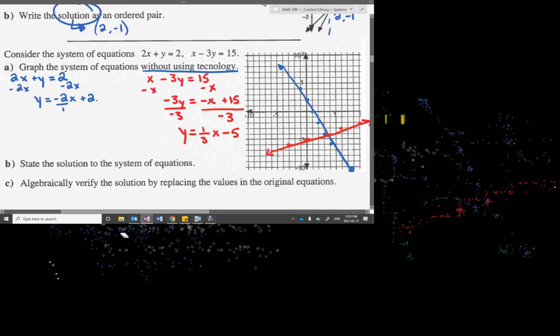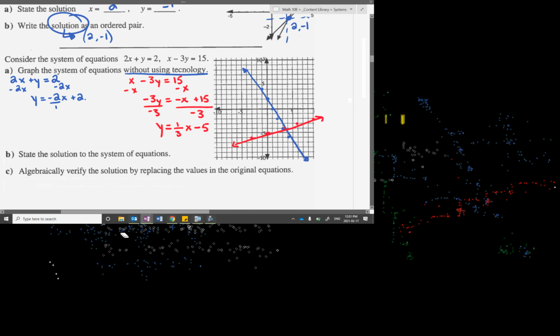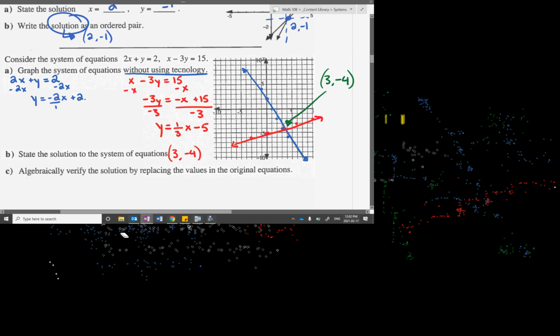And I find that the 2 lines cross. So our solution is the point that they cross at, which is at 3 and -4. So at that point, at 3 and -4, I can plug those two values, my x value and my y value, into both equations, and the equations will both work. So it satisfies the equation. It's our solution, just different wording for it.